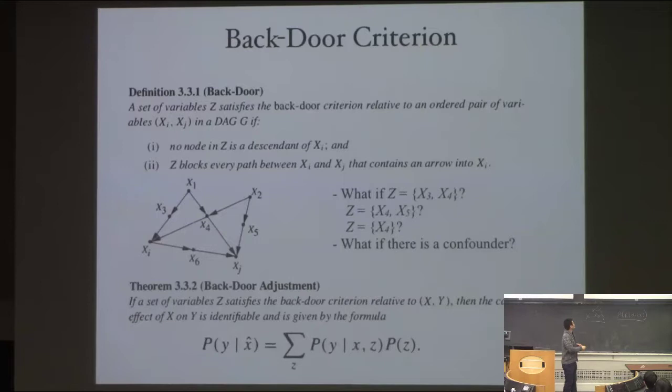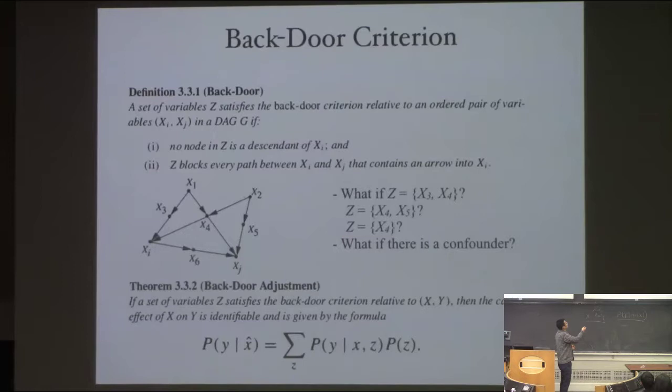Now you can see, in this case, do you think C, this variable, satisfies the backdoor criterion relative to X, Y? Yes or no? First of all, it's not a descendant of X. Second of all, given this guy, this is the only backdoor path, right? This is the only backdoor path. This guy is blocked by C. That's why over here, C satisfies the backdoor criterion relative to X, Y. That's why we can just do the correction. We can just estimate the causal effect of X on Y. That's why.